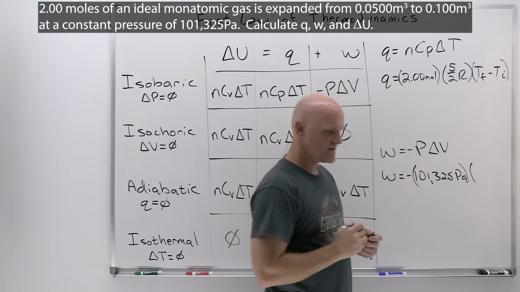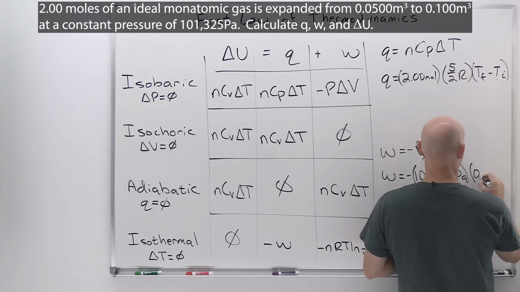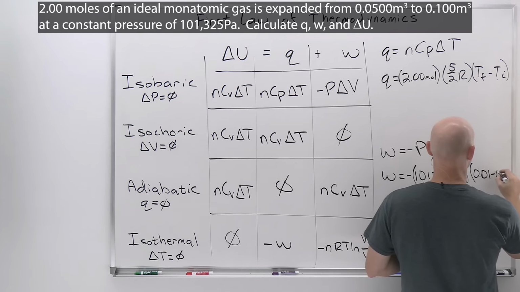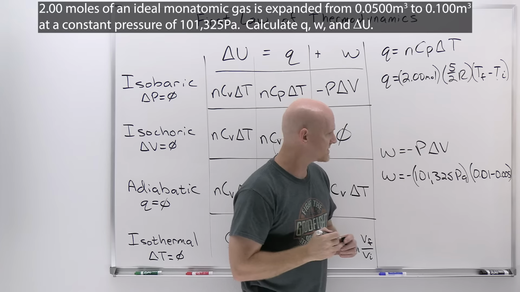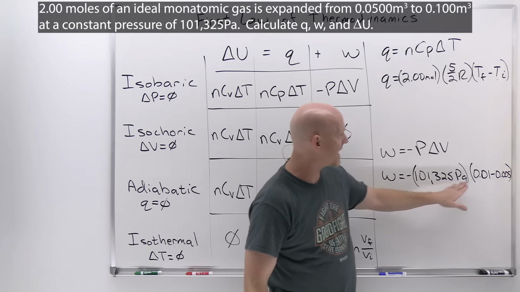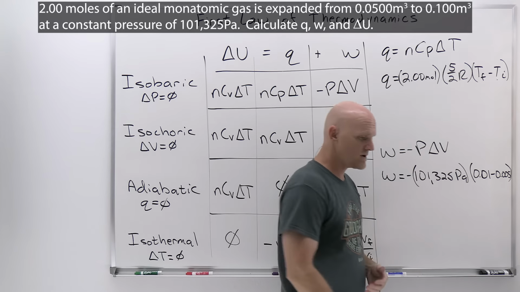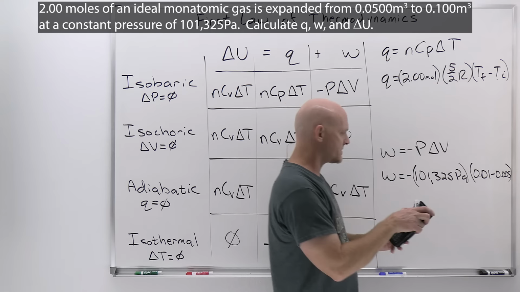And then times the delta V, and in this case, that's just V final minus V initial, and both were given. So in this case, 0.01 meters cubed minus 0.005 meters cubed. I didn't quite have room to get the units on there, but it was in meters cubed, also SI units. And so as long as we got Pascal and meter cubed, work will come out in joules. And this we do have enough info to calculate. Let's let the calculator do the heavy lifting for us.